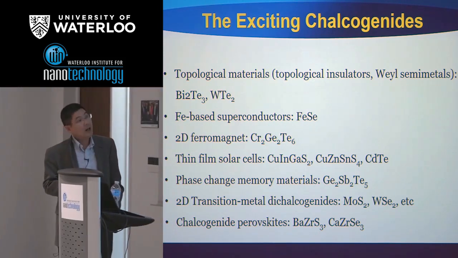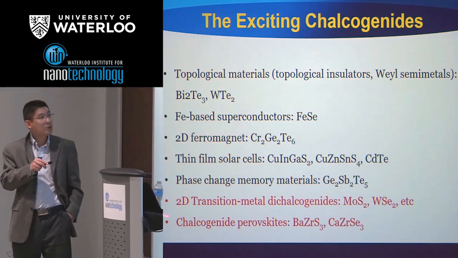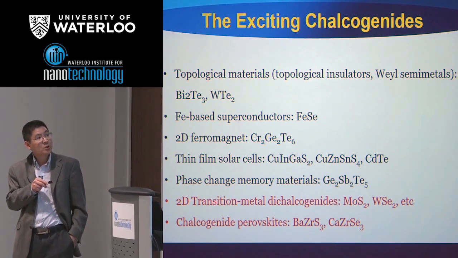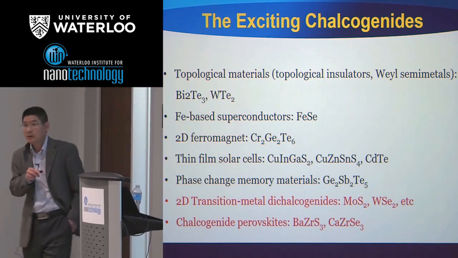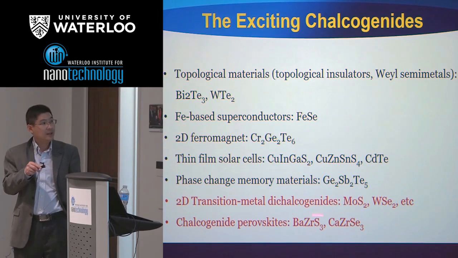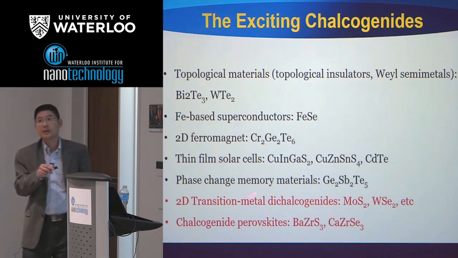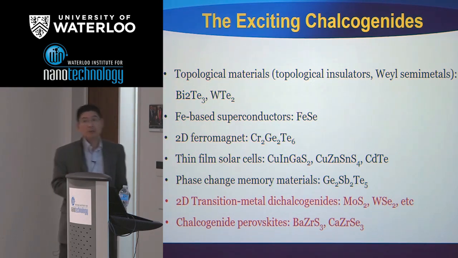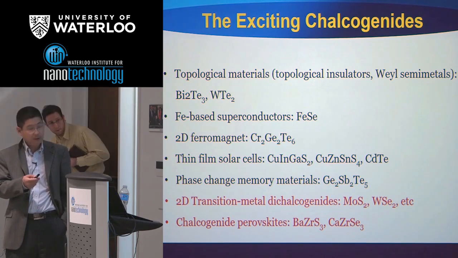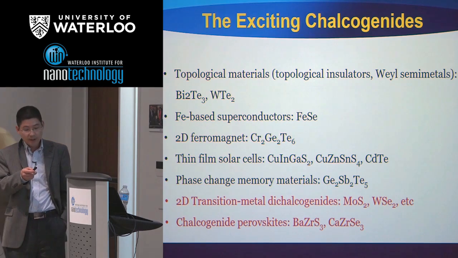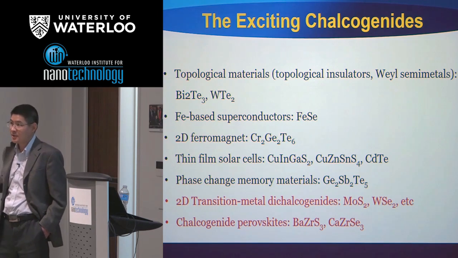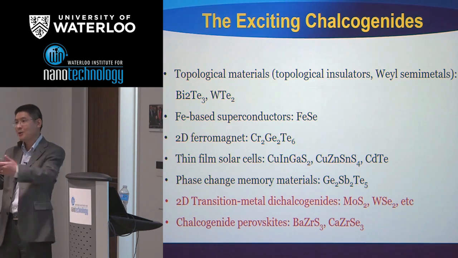However, today I'm going to focus on two material systems that we have been working on recently. One is the two-dimensional transition metal dichalcogenides, exemplified by molybdenum disulfide. And the second is so-called chalcogenide perovskites. You probably never heard of this term before, but I'll explain what they are. So the first topic I'm going to discuss is this proximity effect on these 2D chalcogenides. Since Buffalo and Waterloo are in close proximity, right?